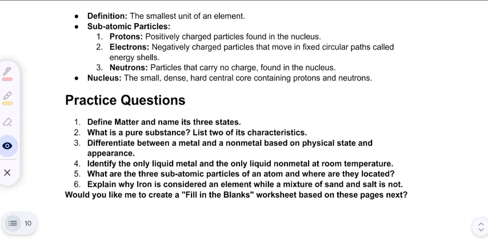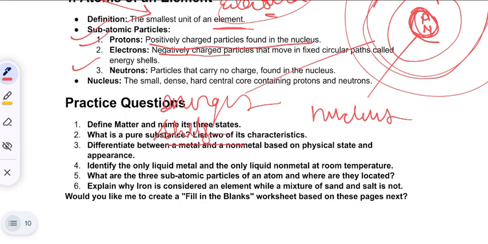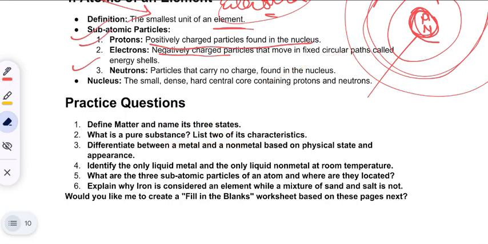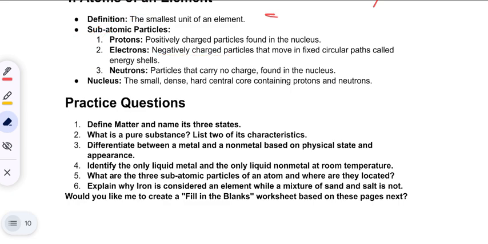Now practice questions. Here I have prepared some questions for you which you need to practice, and your knowledge will be tested here only. First question is: define matter and name its three states. I told you, anything that has mass and occupies space. You can take a screenshot and practice later on, but if you want the answer keys and want to understand them properly, you should hear right now.